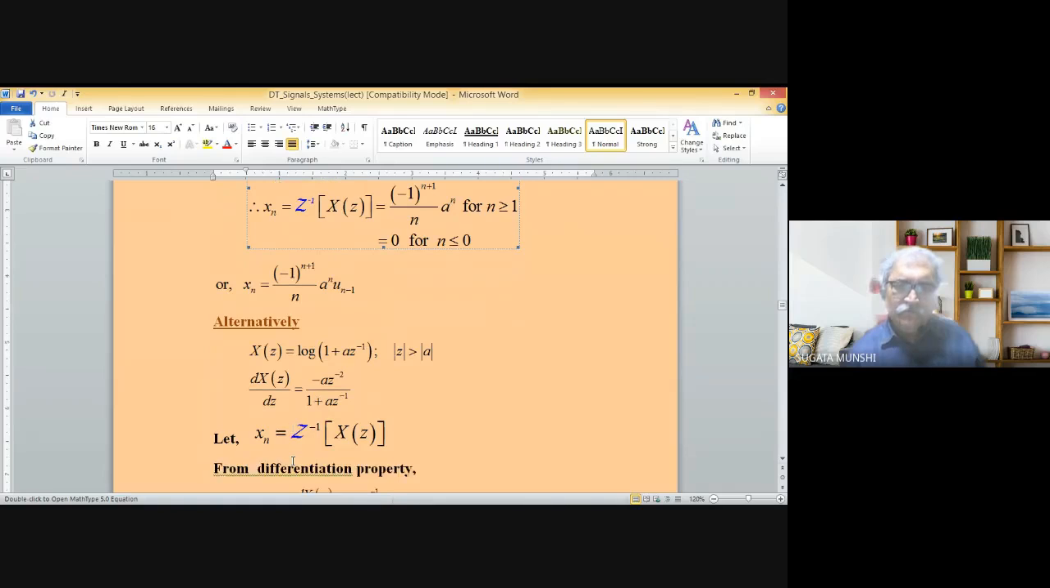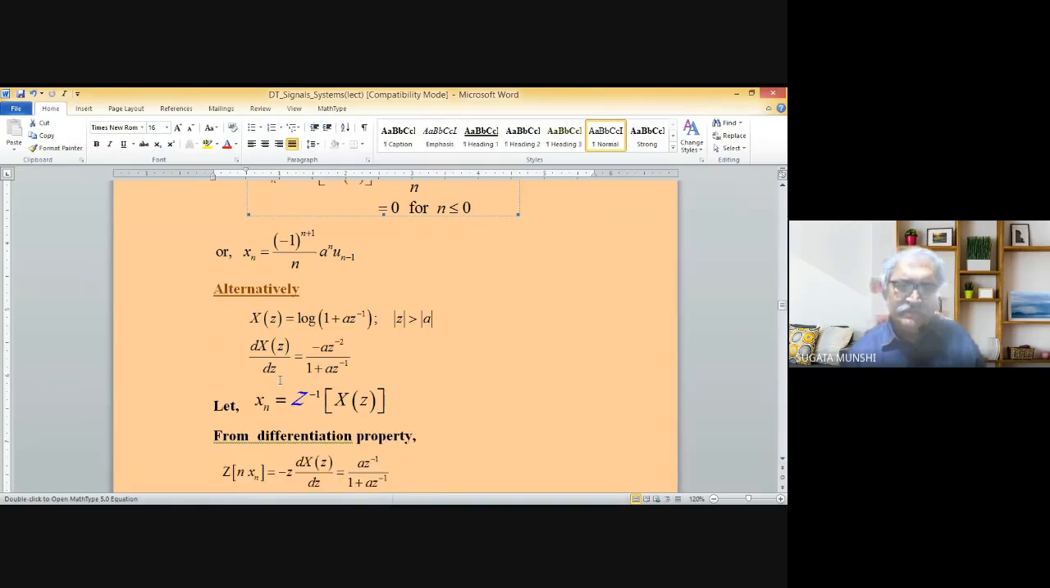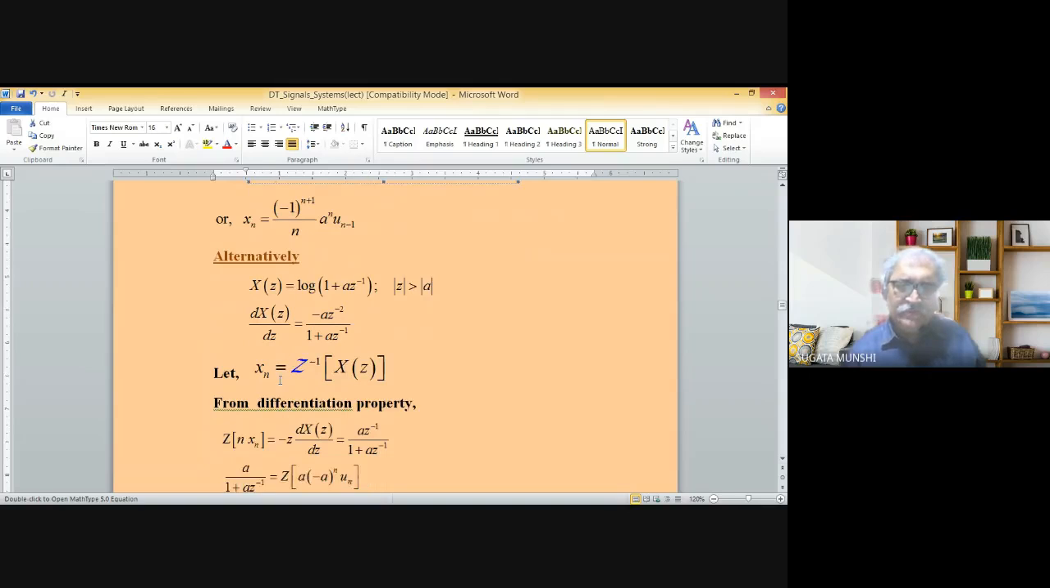Now, why have I taken the derivative of X(z) with respect to z? Because I want to use the differentiation property of Z transform. What is that? Z of n x[n] will be minus z dX(z)/dz. That means if you multiply dX(z)/dz by minus z, you will get a z to the power minus 1 divided by 1 plus a z to the power minus 1.